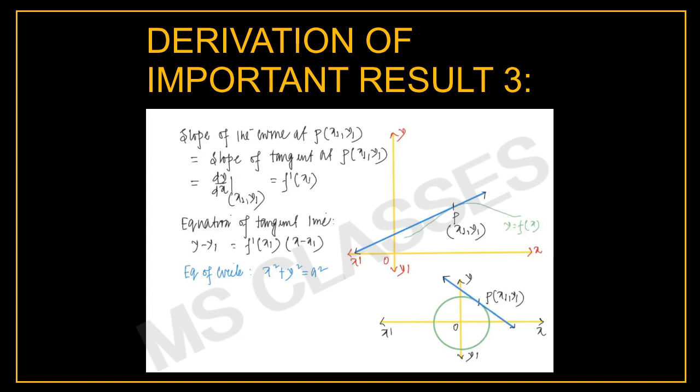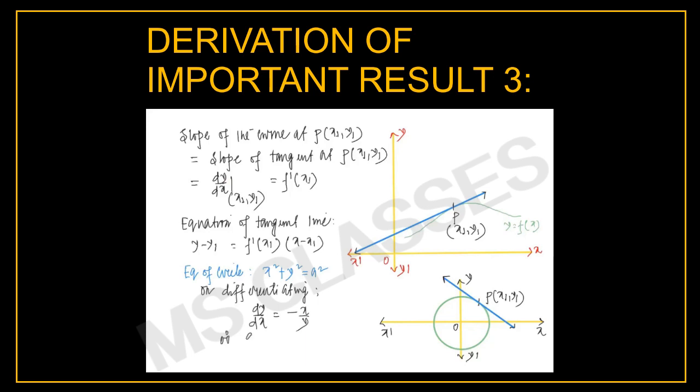So first of all, we differentiate this equation because we need the derivative at the point. So on differentiating, for the upper part of the curve, what do we get? We get that dy/dx equals minus x by y.